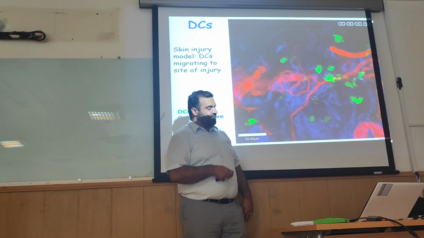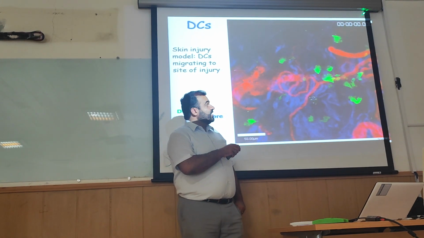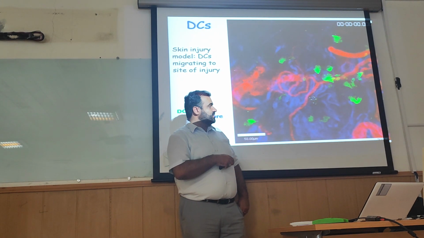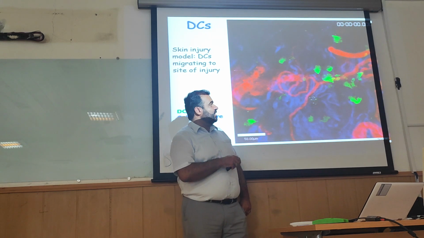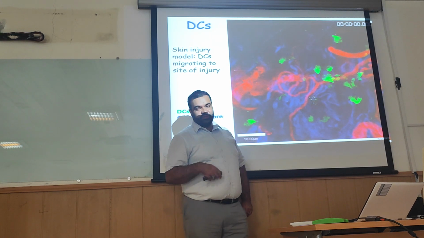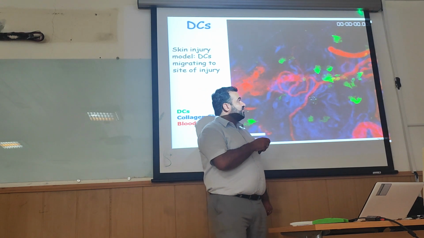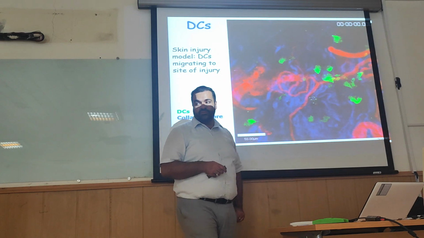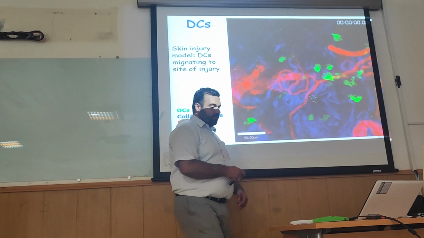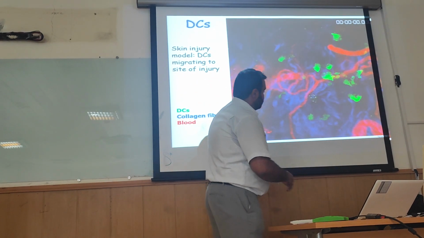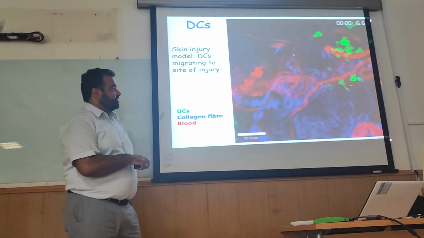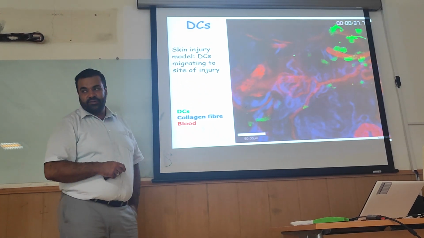So in this video, this is going to be a live video inside the animal. Okay? So it's literally the foot of a mouse. Here in the red, you can see the blood system. The blue is showing the collagen fibers. The green are dendritic cells. What has happened? They've made a cut here and put an infection. Okay? And look what happens to these dendritic cells.